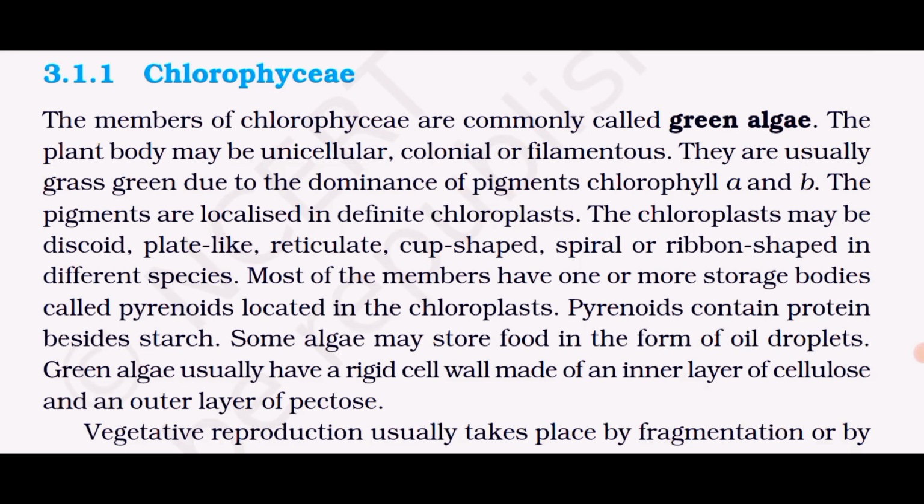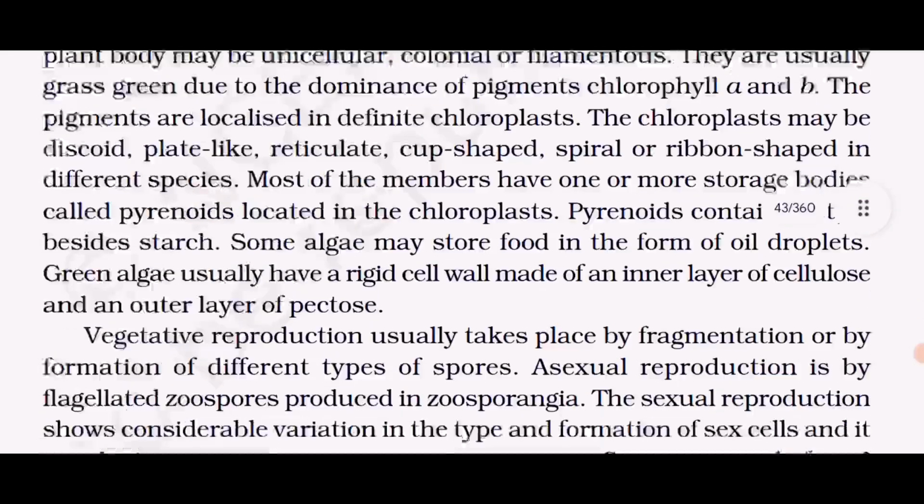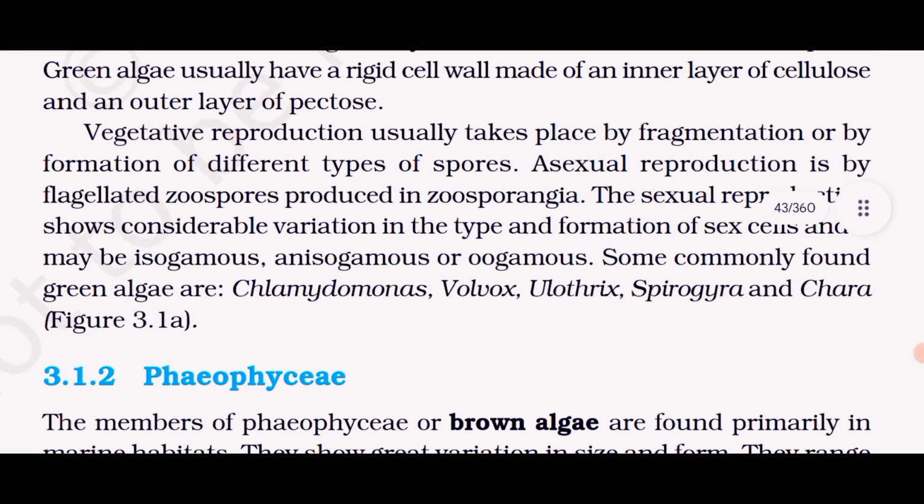Pyrenoids contain protein besides starch. Some algae may store food in the form of oil droplets. Green algae usually have a rigid cell wall made of an inner layer of cellulose and an outer layer of pectose. Vegetative reproduction usually takes place by fragmentation or by formation of different types of spores. Asexual reproduction is by flagellated zoospores produced in zoosporangia.